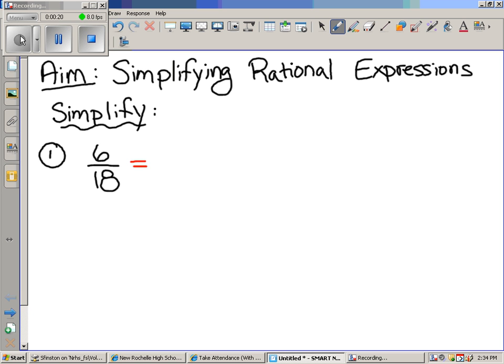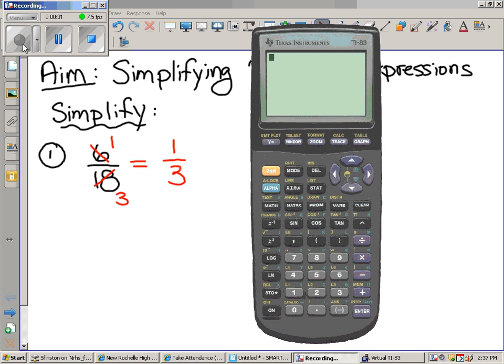And here's how I'm gonna talk about it from this day forward. 6 goes into itself once, and it goes into 18 3 times, and hence the answer is just 1/3. So some people had problems reducing it down in their head, and that's completely understandable because fractions are confusing.